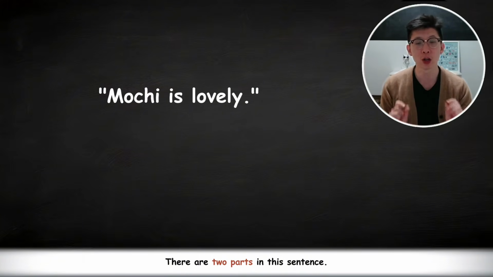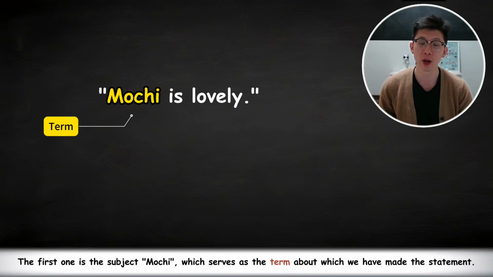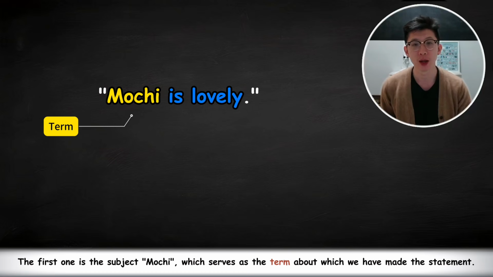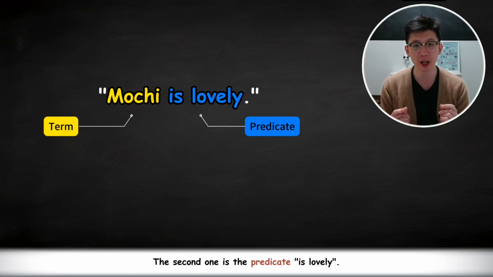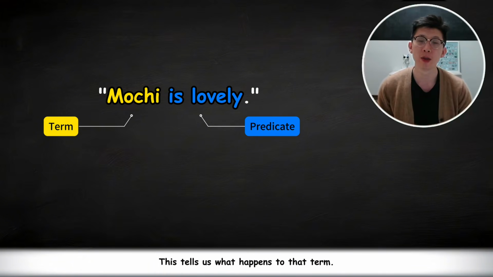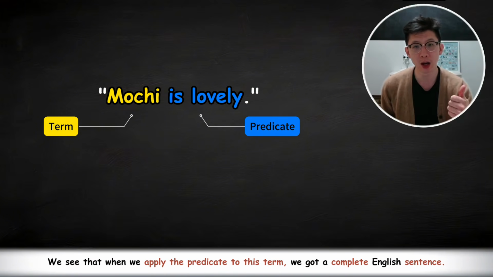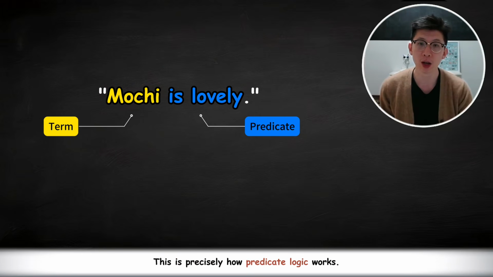There are two parts in this sentence. The first one is the subject, Mochi, which serves as the term about which we have made the statement. The second one is the predicate, "is lovely." This tells us what happens to that term. And we see that when we apply the predicate to this term, we get a complete English sentence. This is precisely how predicate logic works.